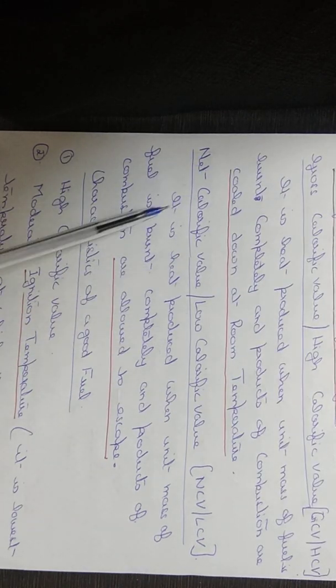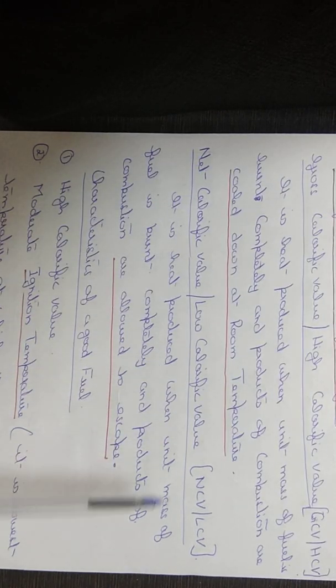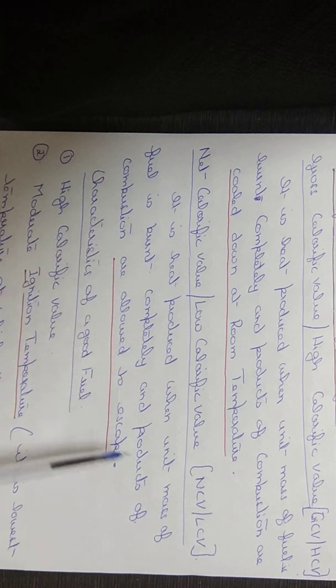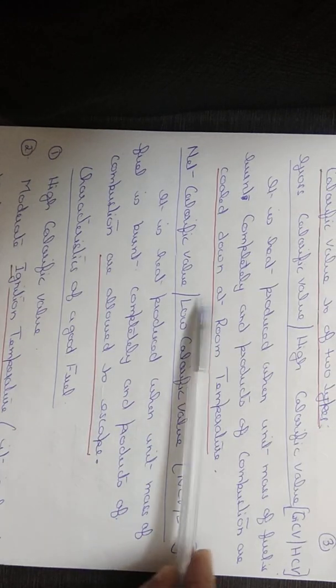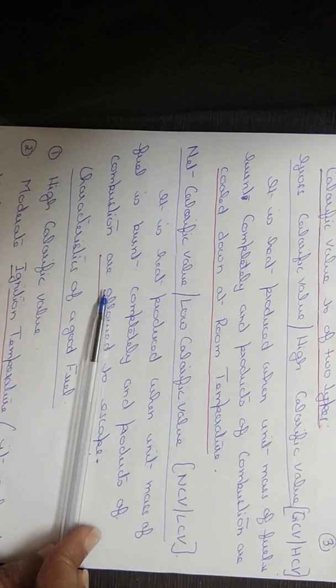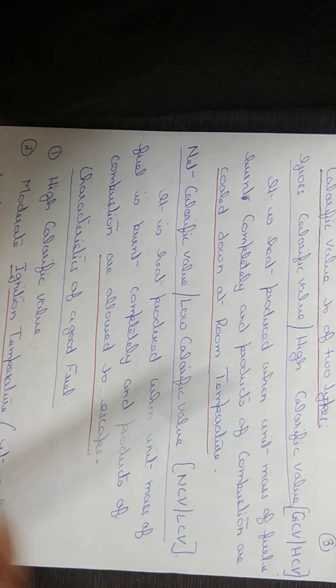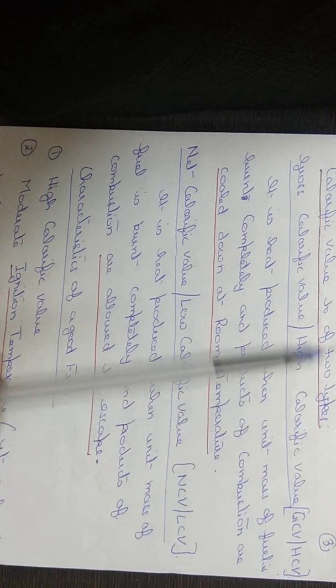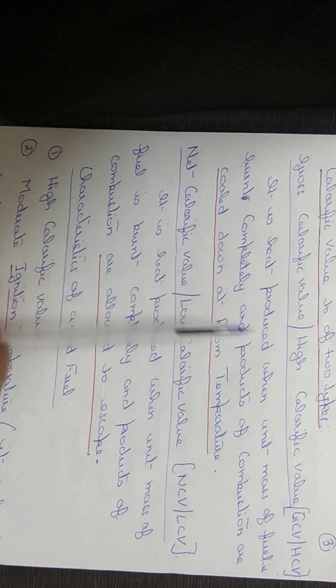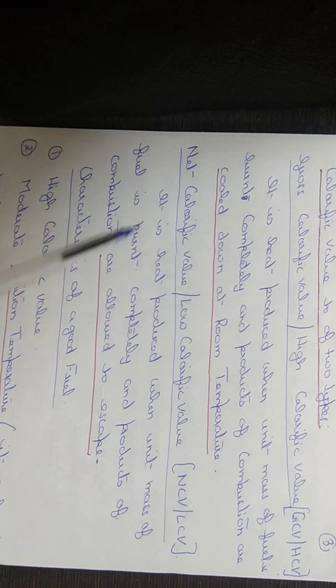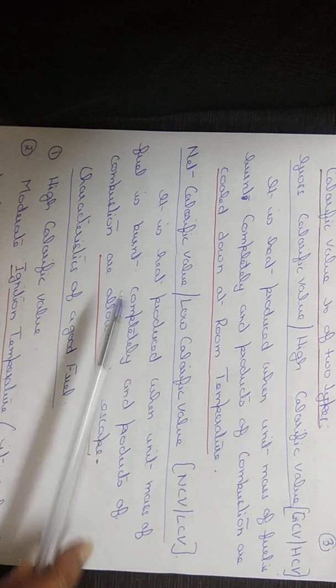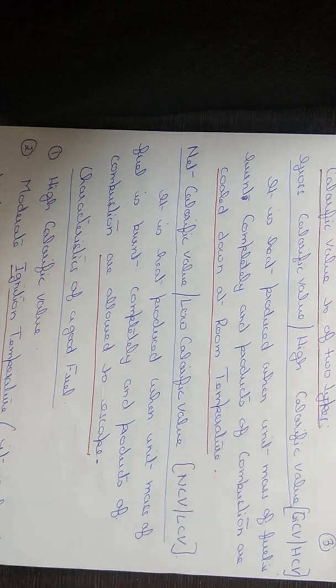Net calorific value is the heat produced when a unit mass of fuel burns completely and the products of combustion are allowed to escape. So the difference between gross and net calorific value is, in case of gross calorific value, the combustion products are not allowed to escape. They are cooled down to room temperature and stored. Whereas in net calorific value, the combustion products are allowed to escape. So in numeric terms, net is smaller and gross is larger.